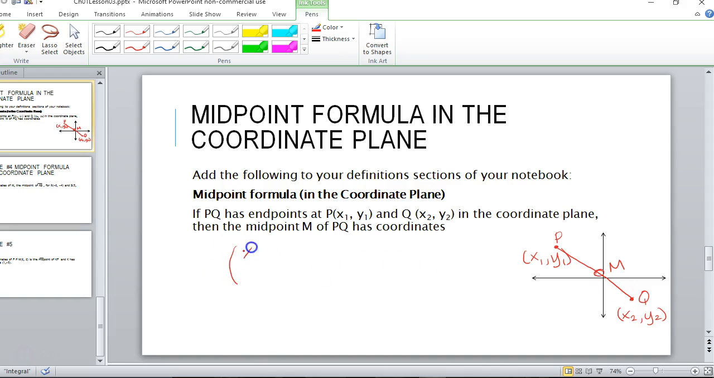So the new x coordinate will be the average of the x coordinate for P and the x coordinate for Q. Guess what the y coordinate is going to be? The average of the y's. So y1 plus y2 divided by 2. So remember, the x coordinates are the first slot in the ordered pair, the y coordinates are the second slot in the ordered pair. All right, so this is midpoint formula.